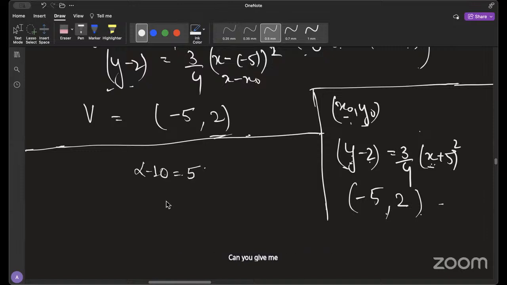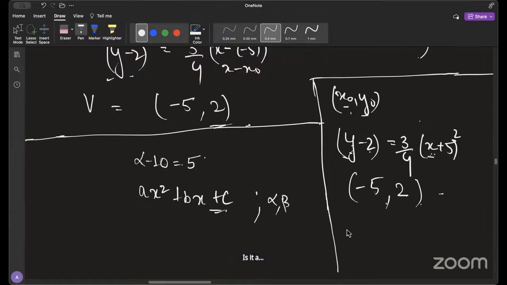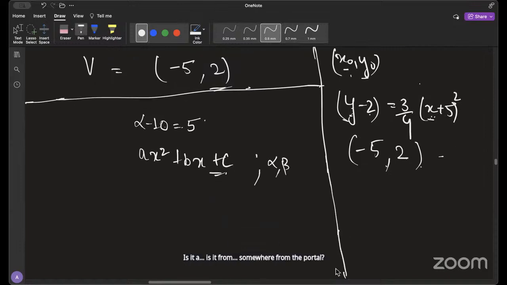Can you give me the quadratic? Okay, so you have not been given the quadratic equation either. So it's just ax square plus bx plus c. This is your quadratic equation, and then they say that it has two roots, let's say alpha, beta, and one of the roots is, that's the question. Is it from somewhere from the portal or no? Okay. See how far we can go with this information.